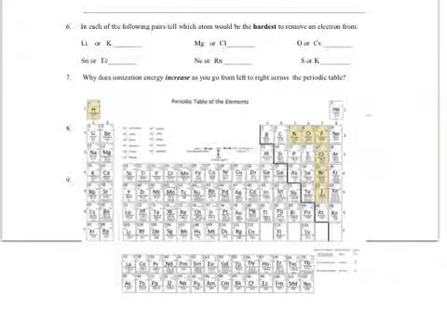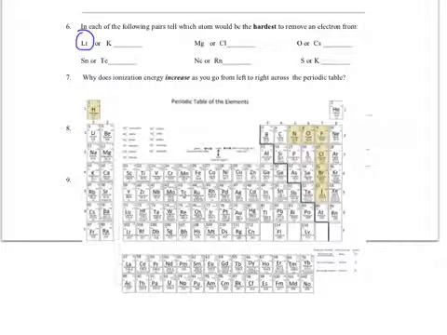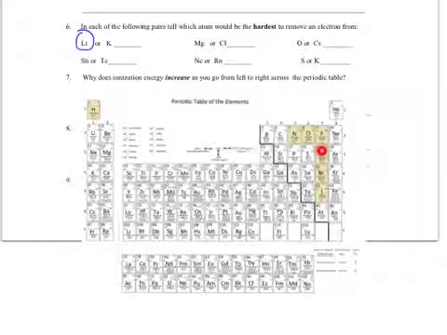So let's just try this. Lithium or potassium. Here's lithium, here's potassium. Because lithium has fewer energy levels and the electrons are closer to the nucleus, the answer in this case is going to be lithium. And now we're going to try magnesium or chlorine. Here's magnesium, here's chlorine. Chlorine has 17 protons in its nucleus as opposed to 12. It's closer to here, and that means that chlorine is harder to remove an electron from.